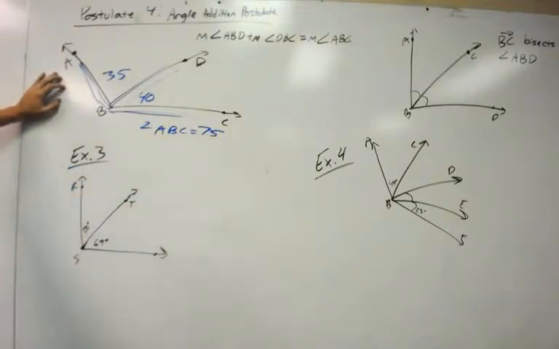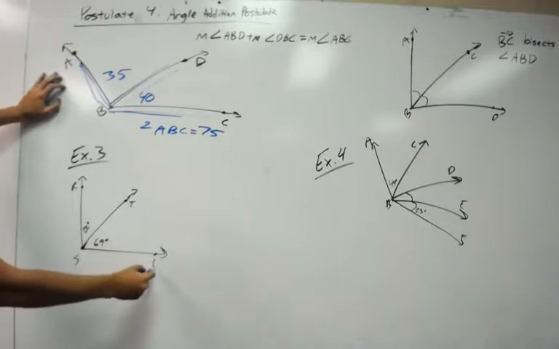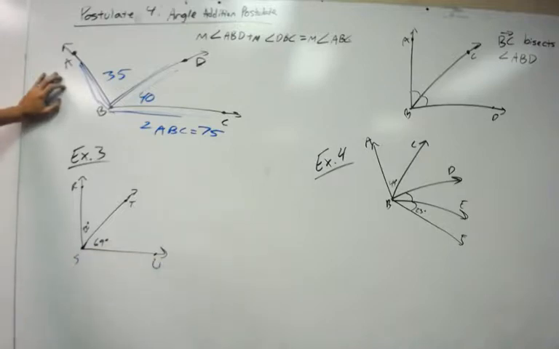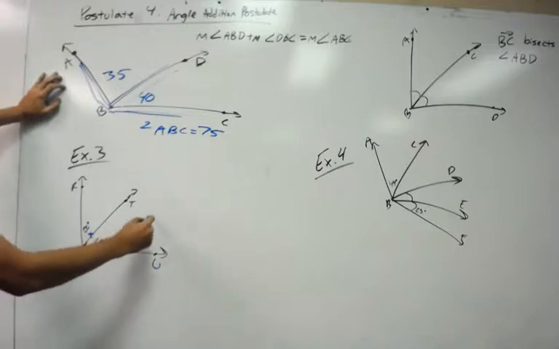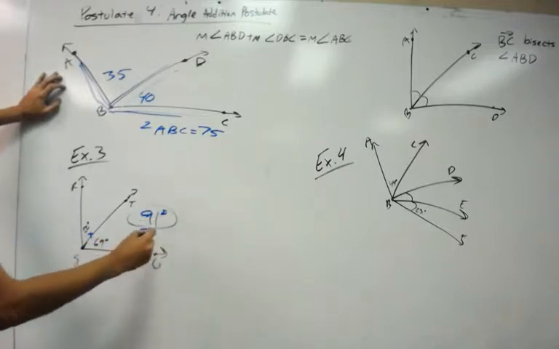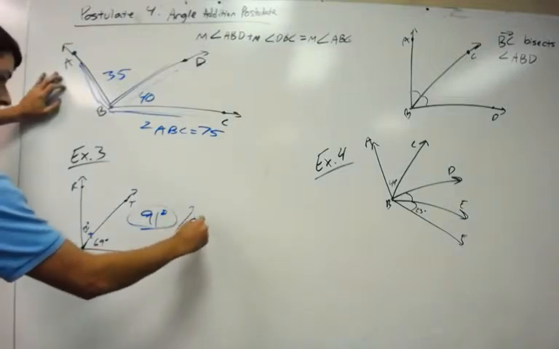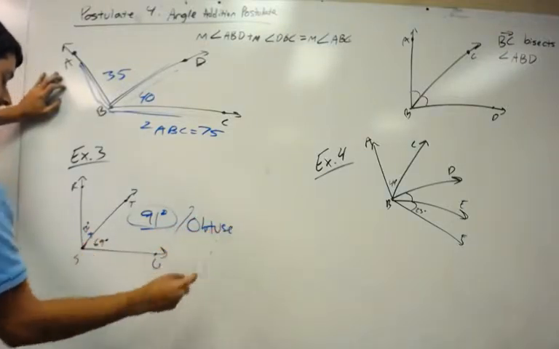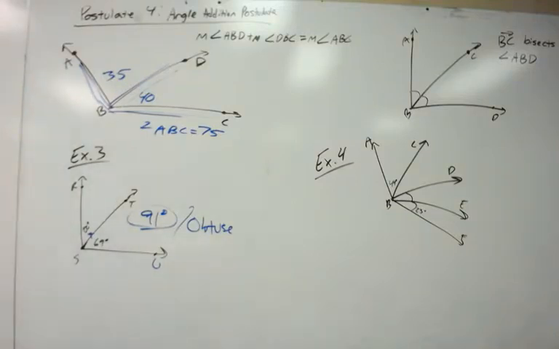Very easy. Example 3 says, okay, RST is 22, TS, I think that's U, is 69. What is the measure of RSU? Well, you would simply add those together. That would be 91 degrees. They don't want you to classify the angle. So you're not done yet. Classify would be obtuse because it's between 90 and 180.